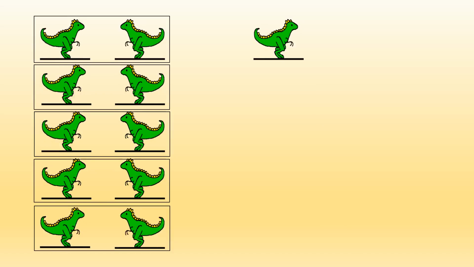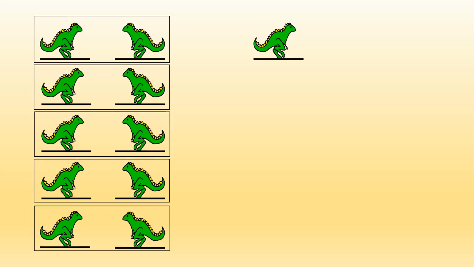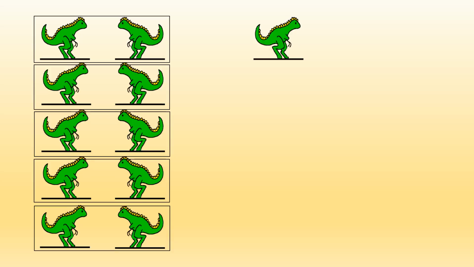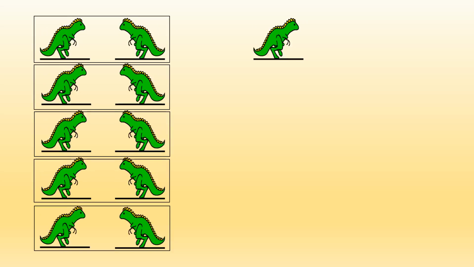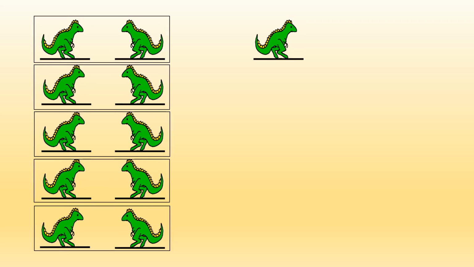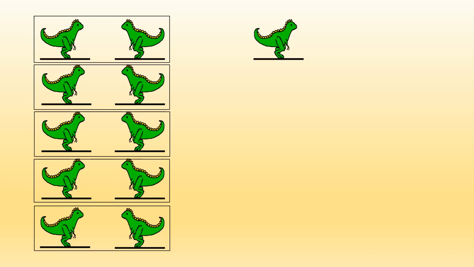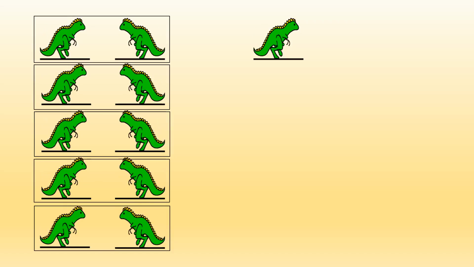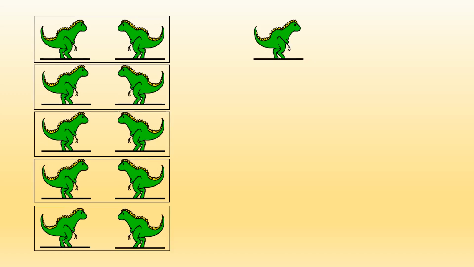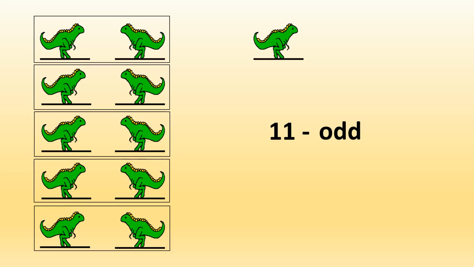It's very simple. We need to look at the last dinosaur. If the last dinosaur is alone and does not have any friend to talk to, that means the number is odd. But if all the dinosaurs have friends and can be put in groups of 2, that means the number is even. Here, the 11th dinosaur is alone and does not have any friend. That means 11 is an odd number.